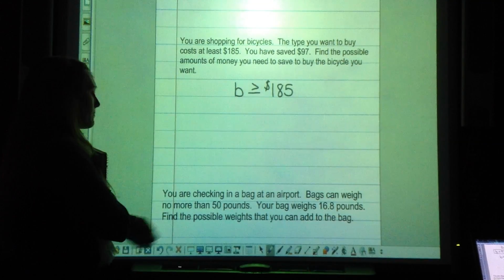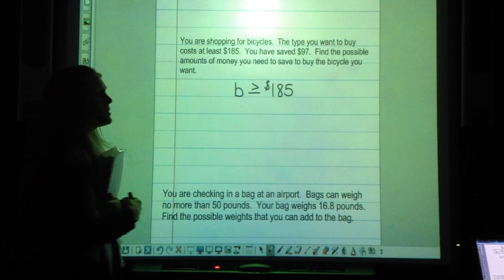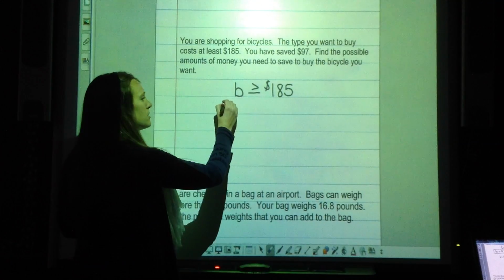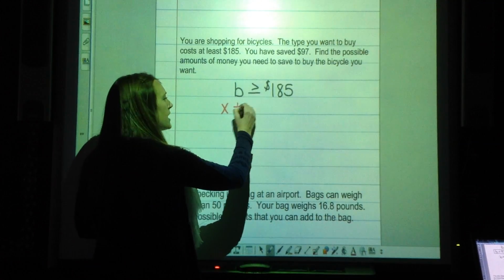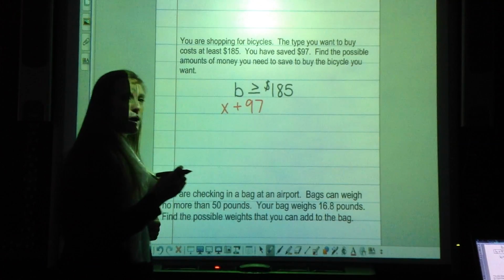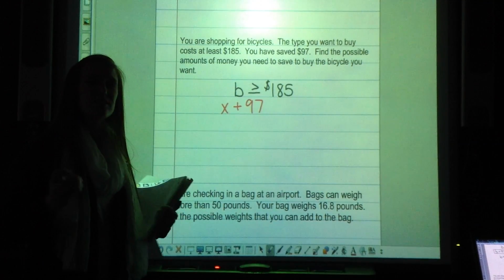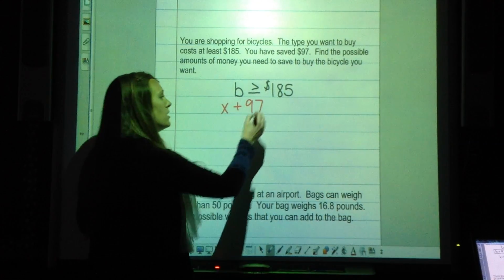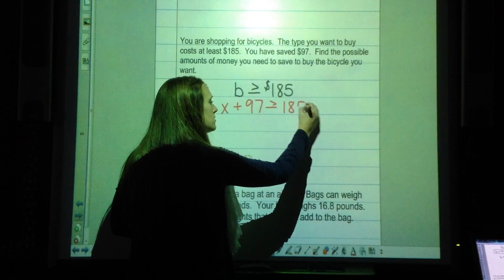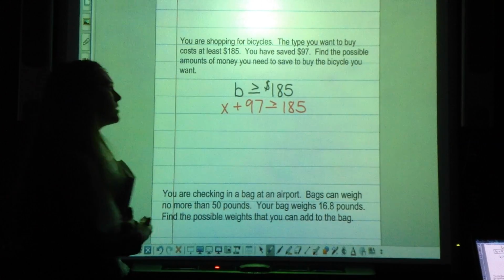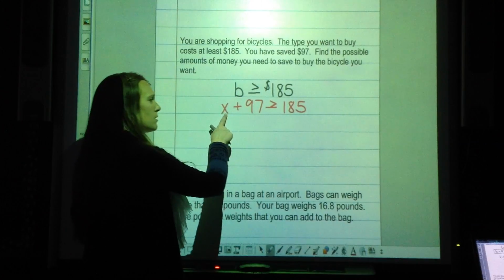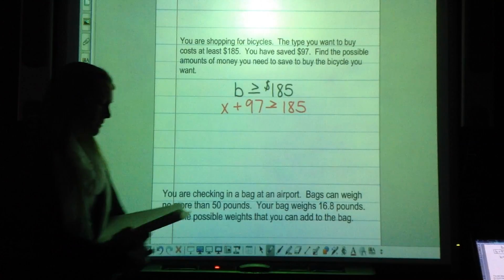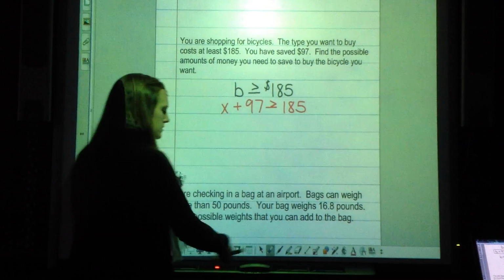What I'm going to do is take this left side and use it to represent the amount of money I need to find and the amount of money I have. So x is going to be the amount of money I need, plus 97 equals the cost of the bike. But this isn't an equation, this is an inequality. We don't know if that bike is $185. It could be more. So I'm going to use this inequality symbol. Now that I wrote an inequality, the money I have to save plus the money I already saved has to be greater than or equal to $185. I can solve.